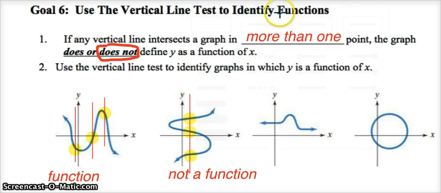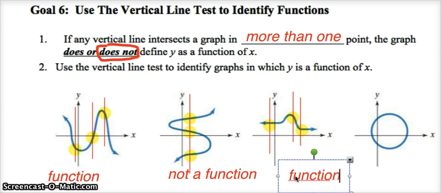In the third example, I draw a vertical line, and I see that it only intersects here at this one point. I've got this curved portion here, so maybe I'll just double check a couple of more places, and I can definitely confirm that each vertical line only intersects at one point each. So I can say that number 3 is a function.